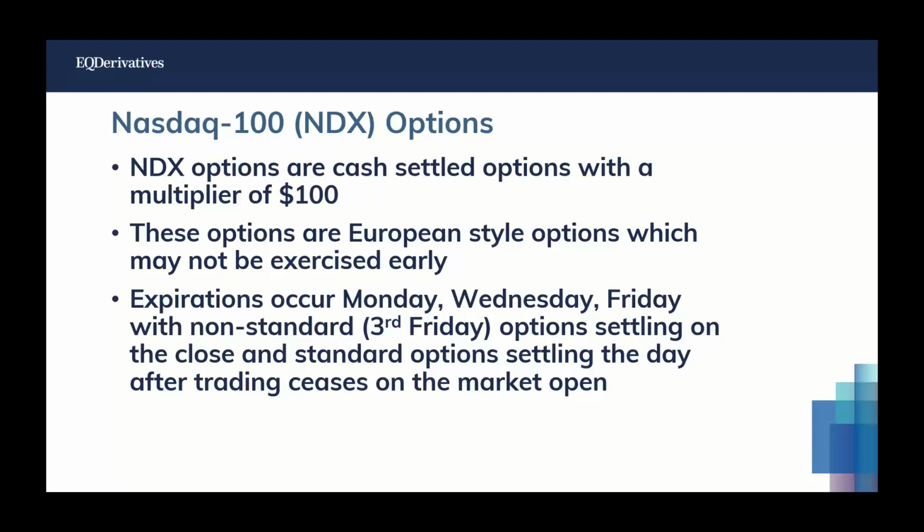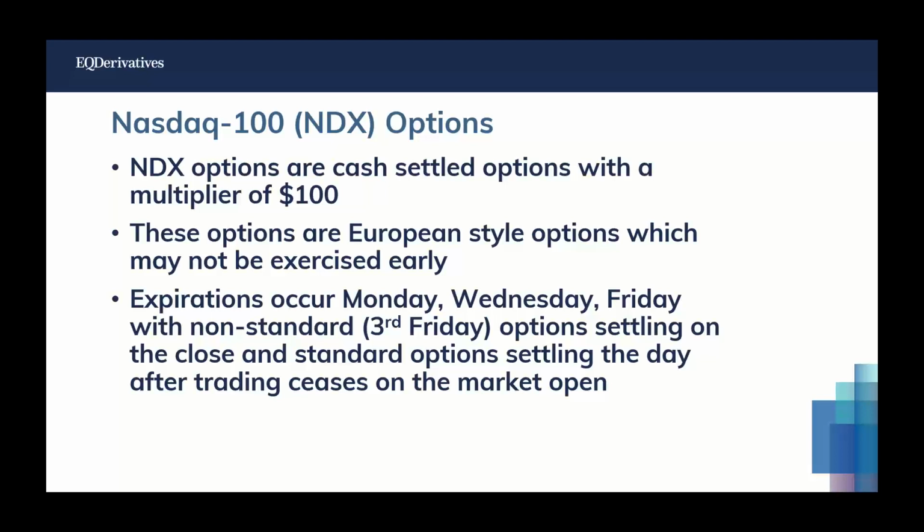I'm actually going to use a combination of AM and PM settled options when I talk about the strategy that was recommended to me and then appears to look pretty good through some of the work that I did. But the Monday and Wednesday options expirations are all PM settled. The only one that's AM settled at this point is the non-standard third Friday options.